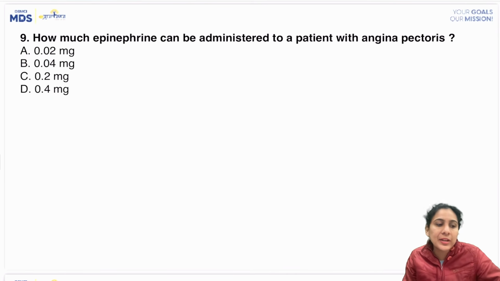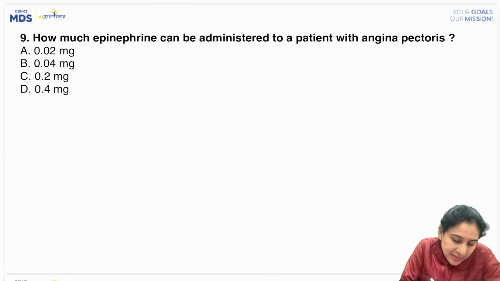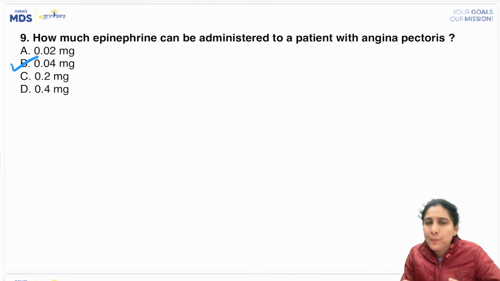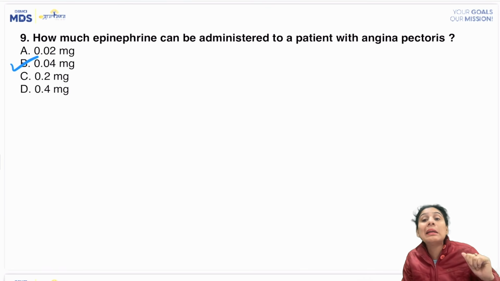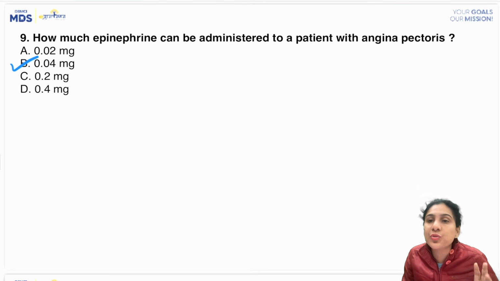How much epinephrine can be administered to a patient with angina pectoris? This is a standard line picked up from Malamed. The answer is 0.04. There is no concept that I need to teach you. Simple fact: in angina, 0.04 mg adrenaline is the maximum you can give when you are giving LA. So you should calculate your LA so that it is not more than 0.04 milligrams.